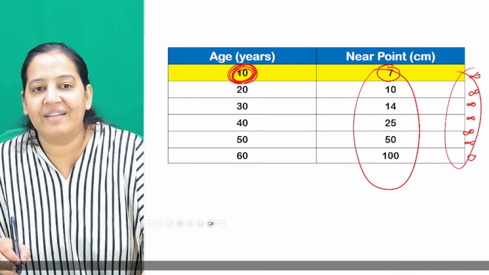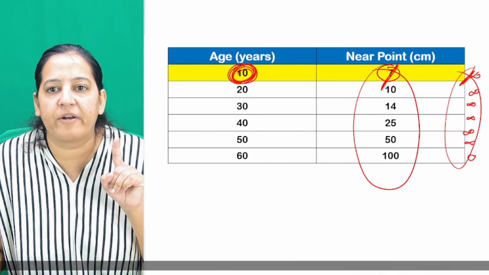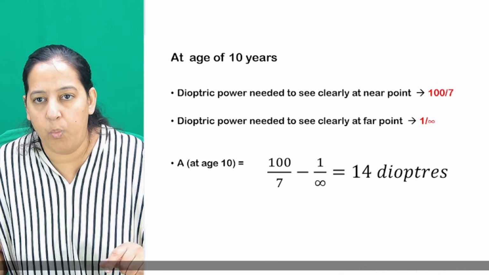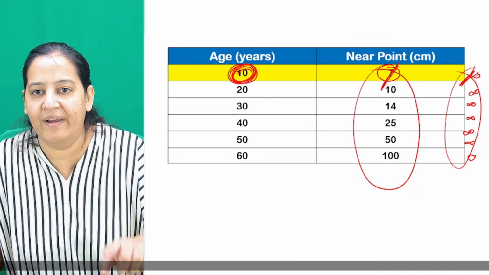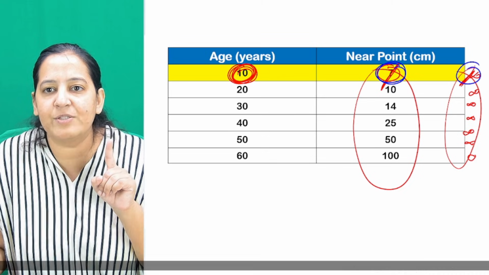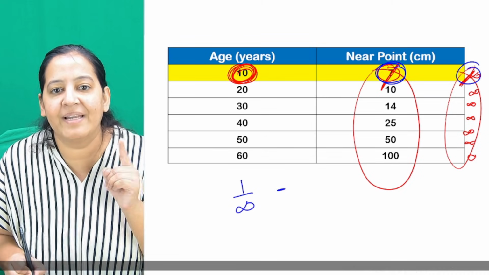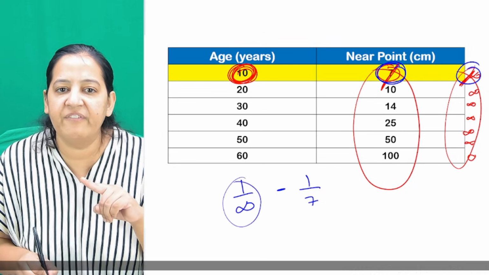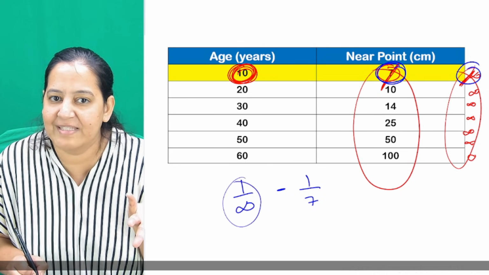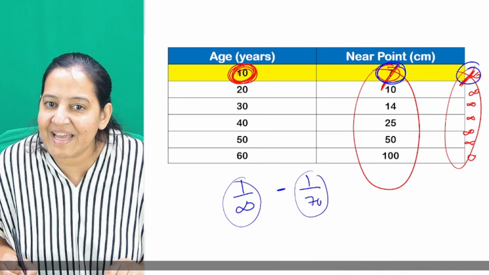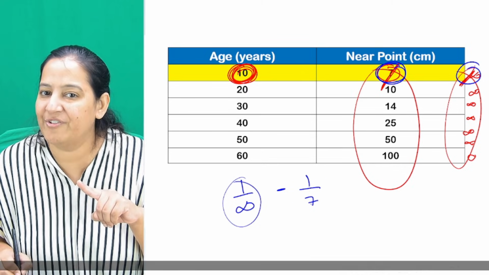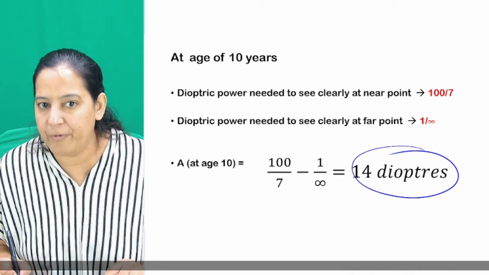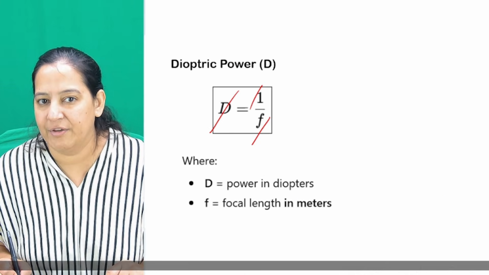So at 10 years of age, do 1 upon 7 and 1 upon infinity. How do you calculate the amplitude? It is 1 upon 7 for the near point, and for the far point it's 1 upon infinity, minus 1 upon near point. 1 upon infinity is 0. So 1 upon 7, but 7 is in centimeter, so we have to convert into meter. So it is 100 upon 7, and the answer is 14 diopter. I hope you got it. You are getting my point?